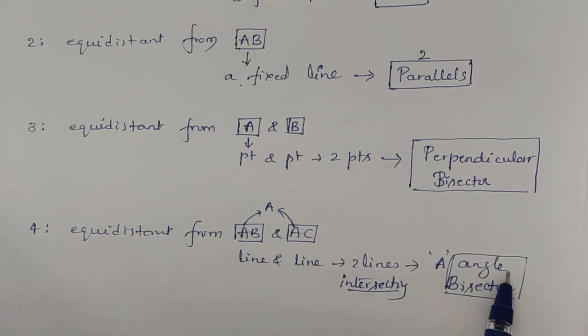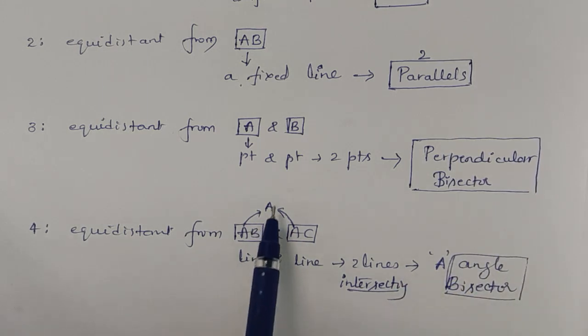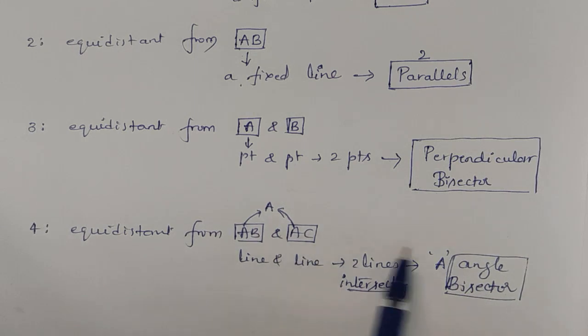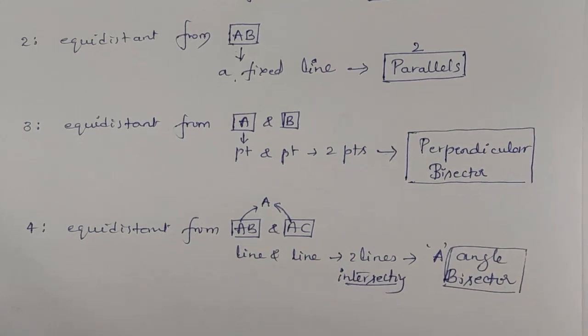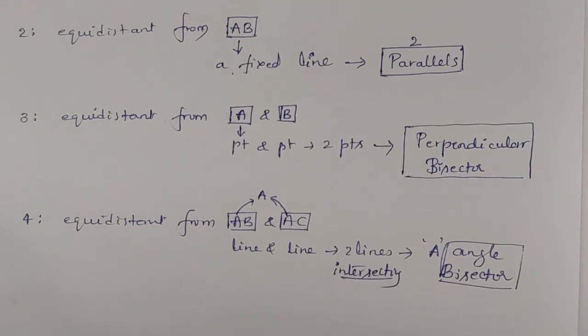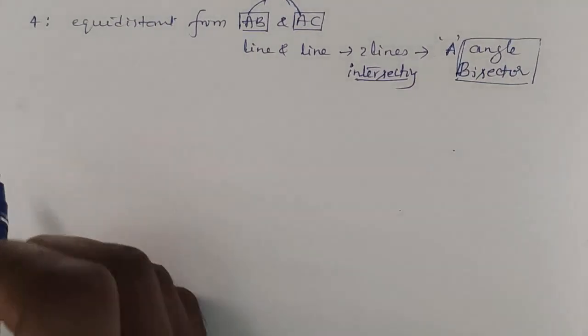So what do we have to do? Draw the angle bisector. Which angle bisector? Here A is common, so the angle bisector at A. If B is common, the angle bisector at B, like that. Using these four conditions, we go to a few problems of today's class.